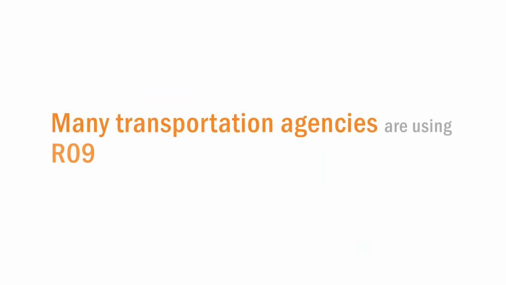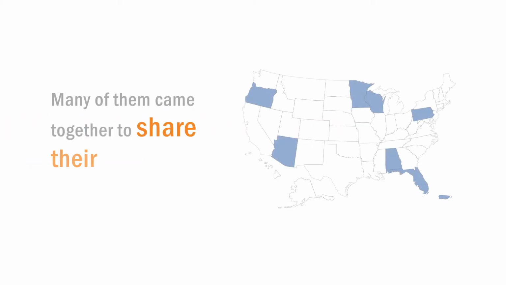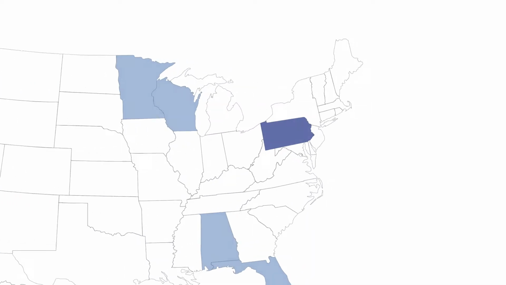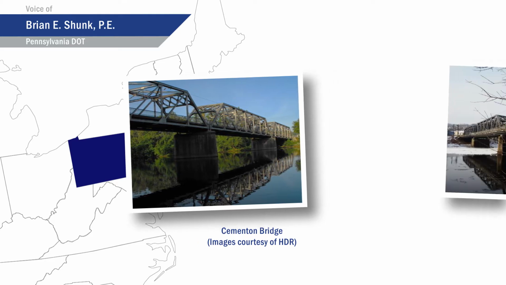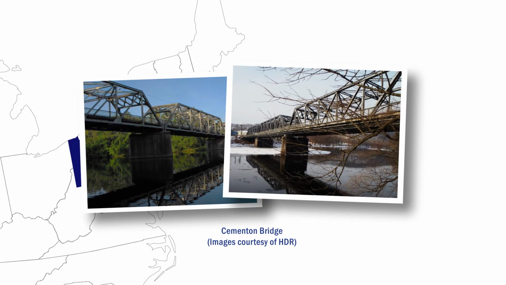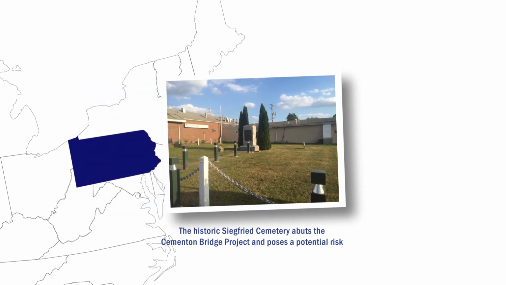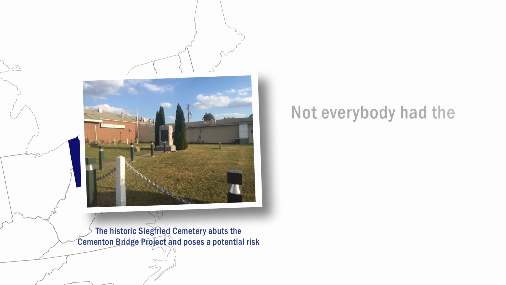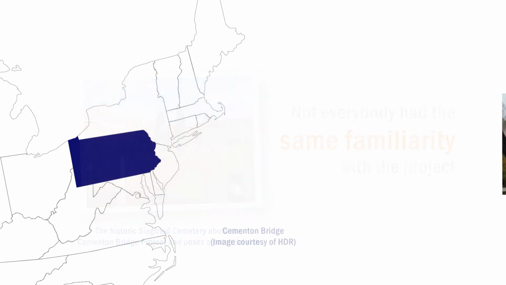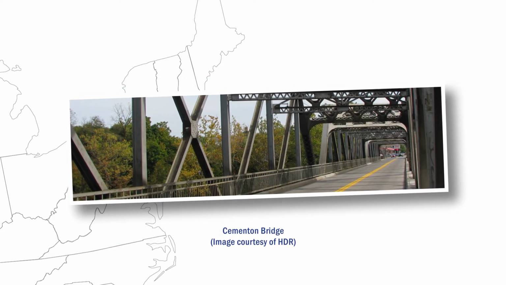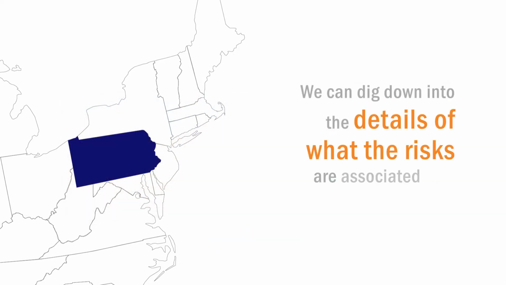Many transportation agencies are using R09 on projects of different sizes and scopes. Recently, many of them came together at a peer exchange to share their experiences. The brainstorming at the outset of the project was very helpful with people getting a full understanding of what the project was. What we found with the two that we did is that not everybody had the same familiarity with the project. So by working through a presentation on the project and then a brainstorming of what all the issues are, we can dig down into the details of what the risks are associated with those issues.